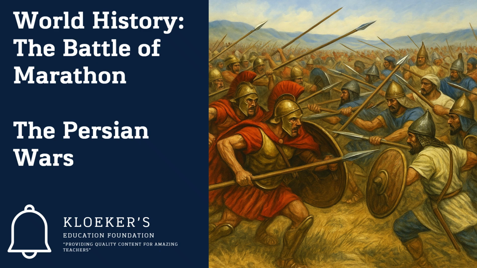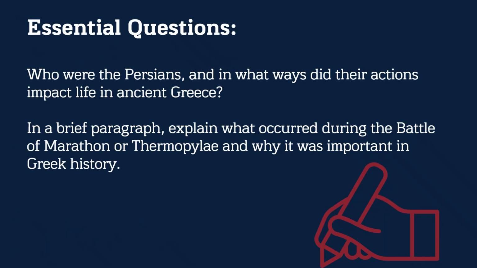Now let's dive in. This lesson is divided into three parts: the Battle of Marathon, the Battle of Thermopylae, and the Battle of Salamis. We have one major essential question as we look at the Persian Wars, and that is, who were the Persians and in what ways did their actions impact life in ancient Greece? By the end of this lesson, we should be able to write a brief paragraph explaining what occurred at the Battle of Marathon or Thermopylae and why it was important to Greek history.